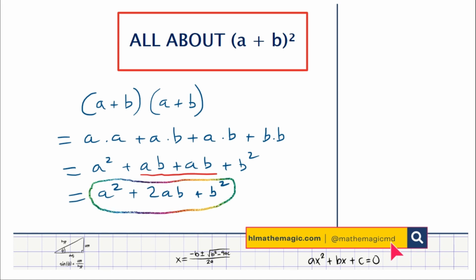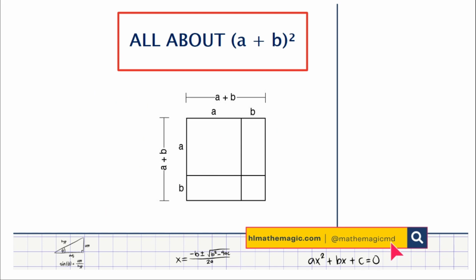This is the actual formula here. It might help you to have a visual representation instead. If we draw a square, which is (a + b) multiplied by (a + b), so each length is a + b, you'll notice that we get a first square here, which is a times a, which we can write as a squared. And you'll notice we get another little square here, which is b times b, and this will be b squared. However, you should also see that we have 2 rectangles, and one rectangle here is ab, and the other rectangle to the side is also ab.